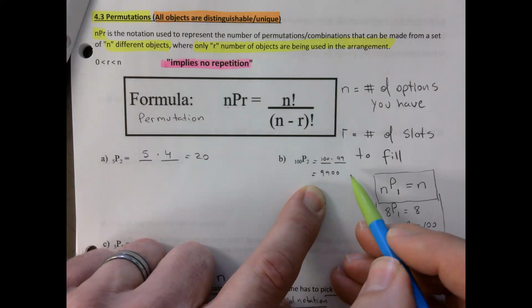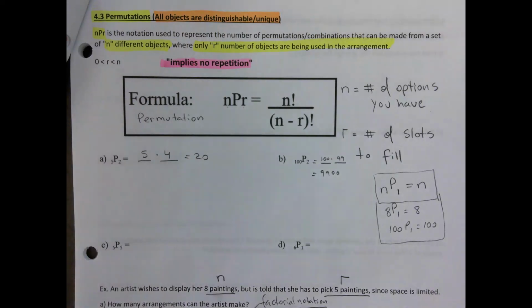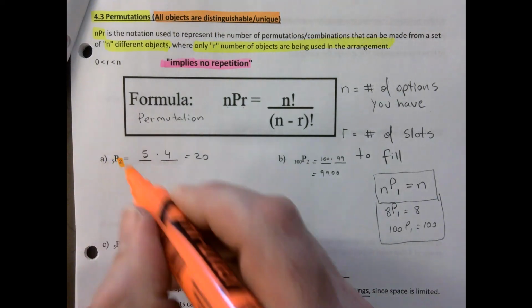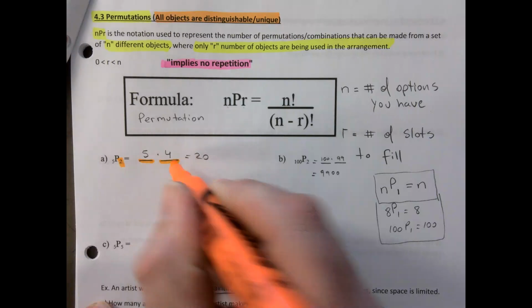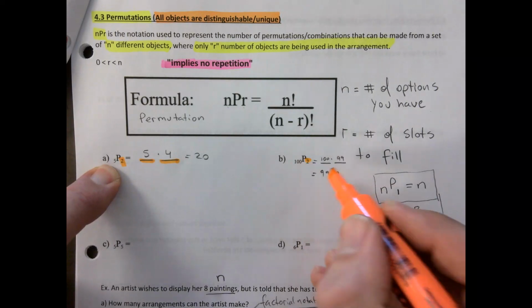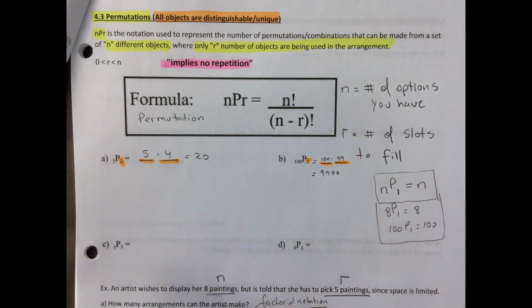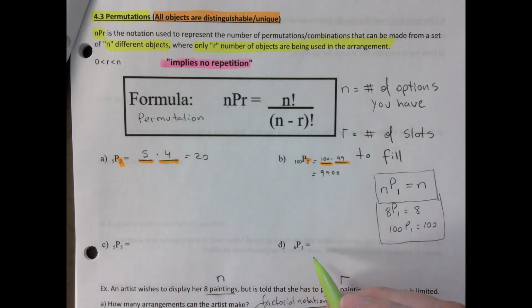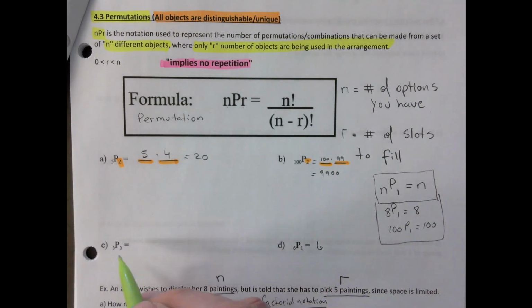So very quickly, maybe I will highlight this part right here. The 2 represents how many, starting with n, how many slots are you going to fill? Okay. What's 6 pick 1? Real quick. 6, there we go. 5 pick 5.